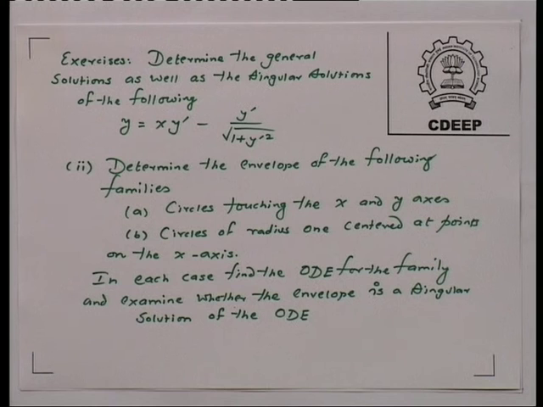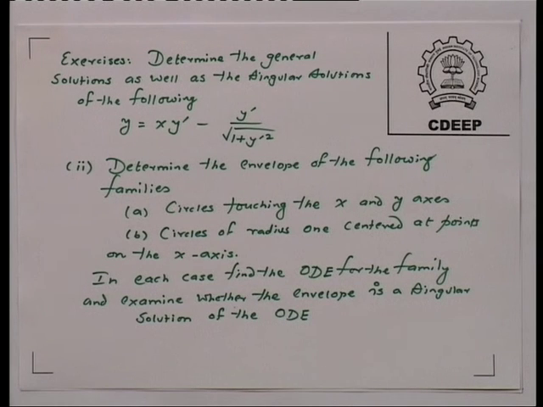And the second exercise is on finding envelopes. Determine the envelope of the family of curves: circles touching the x and y axis. This is the very first example we studied, and we obtained the differential equation for this family. And then the second part is circles of radius 1 centered at points on the x axis. So, tell me geometrically what will be the envelope in case A?